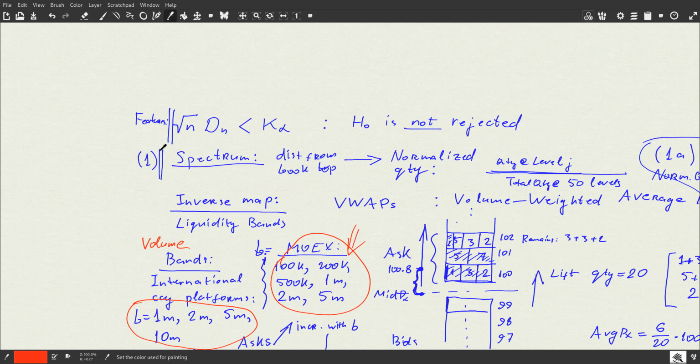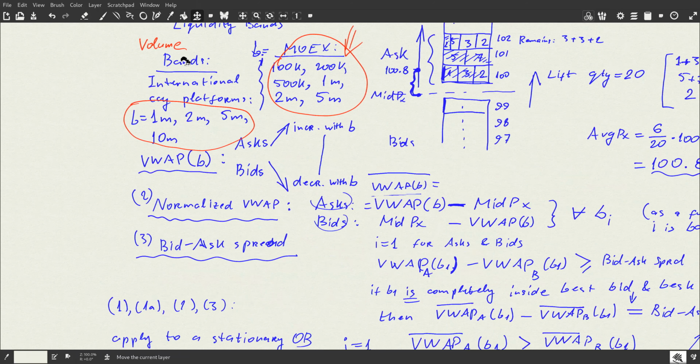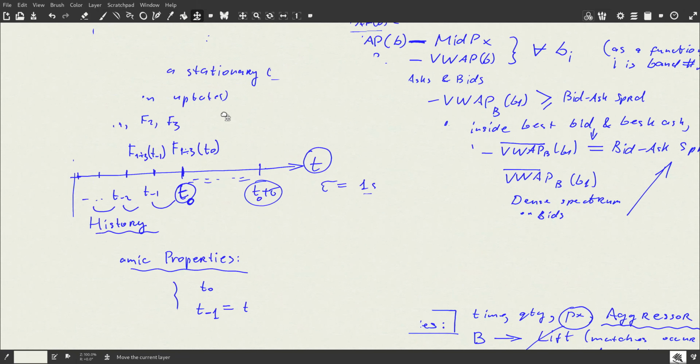Whereas here you use bands corresponding to the number of price steps from 1 to 5, from 6 to 10, and so on and so on. Okay?